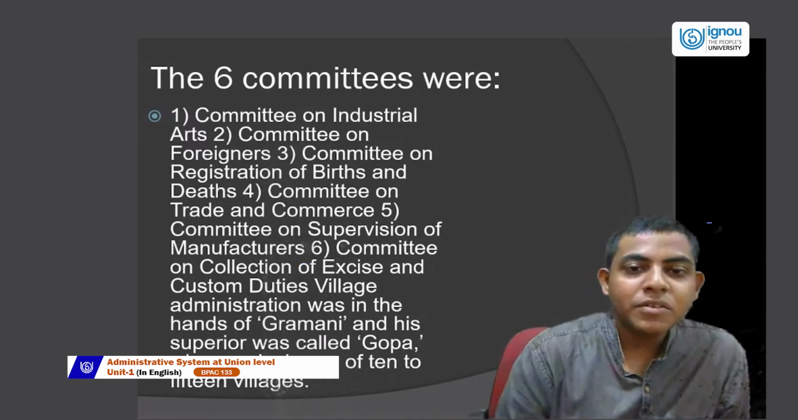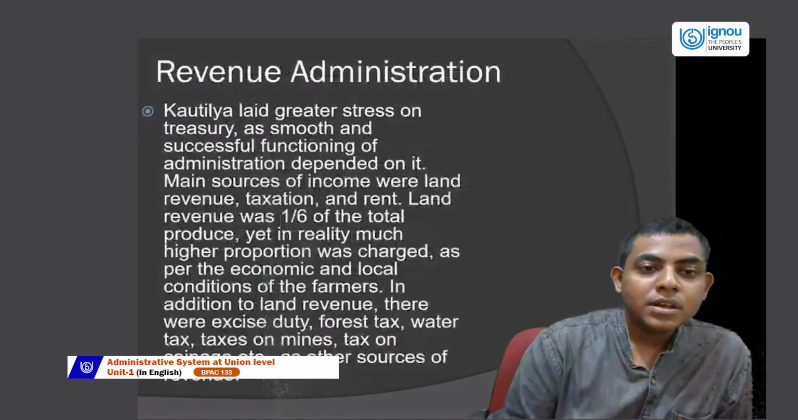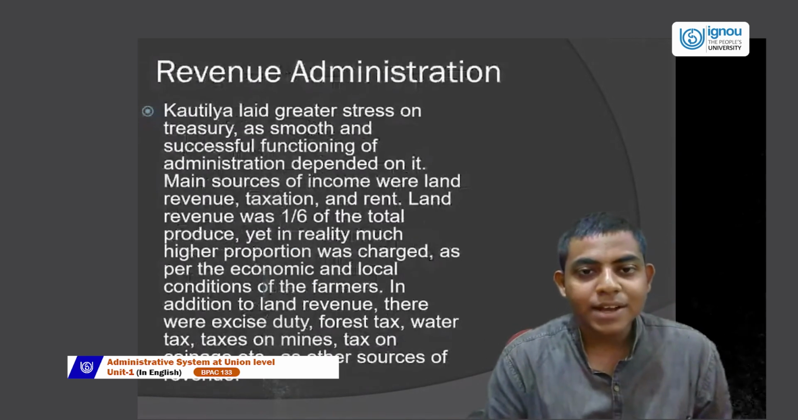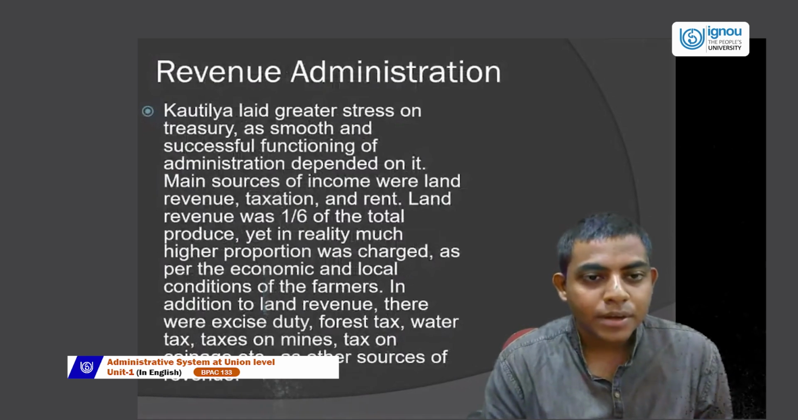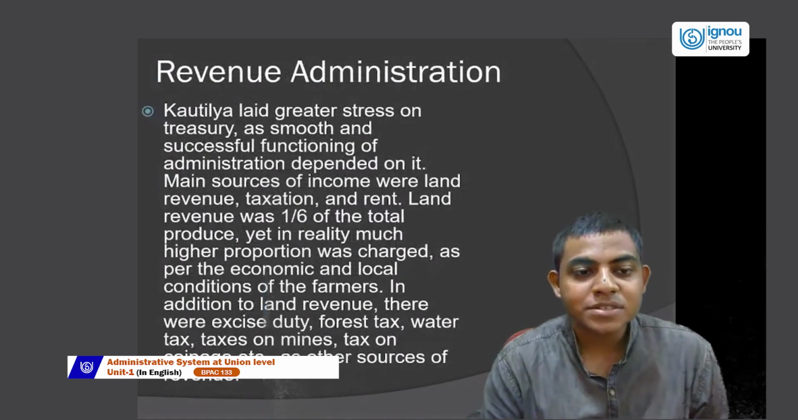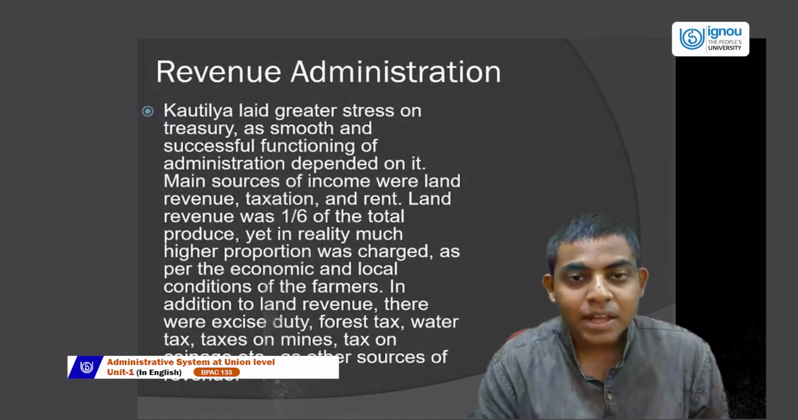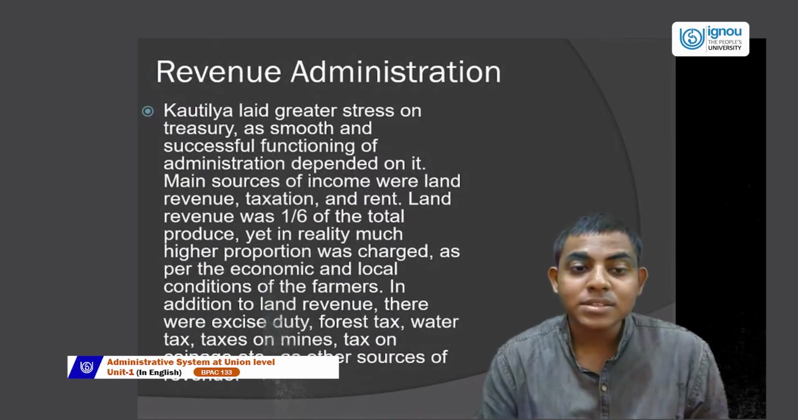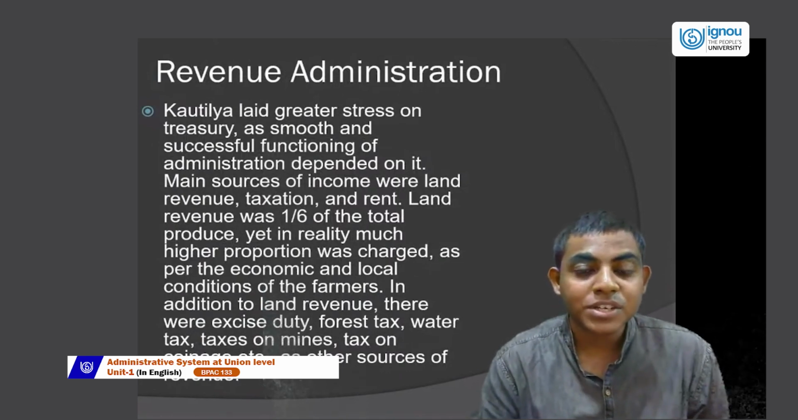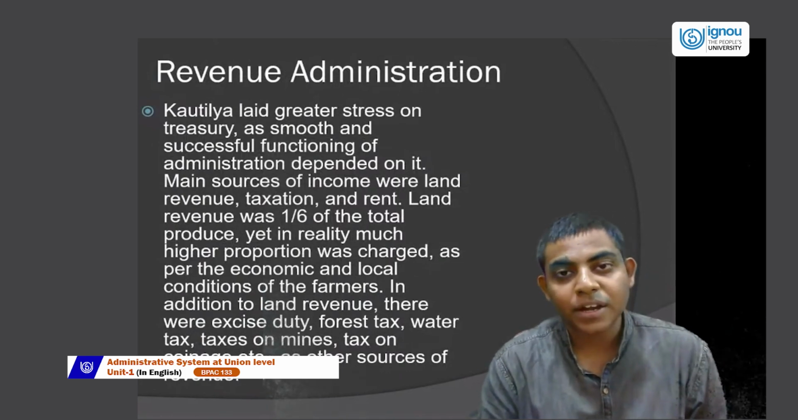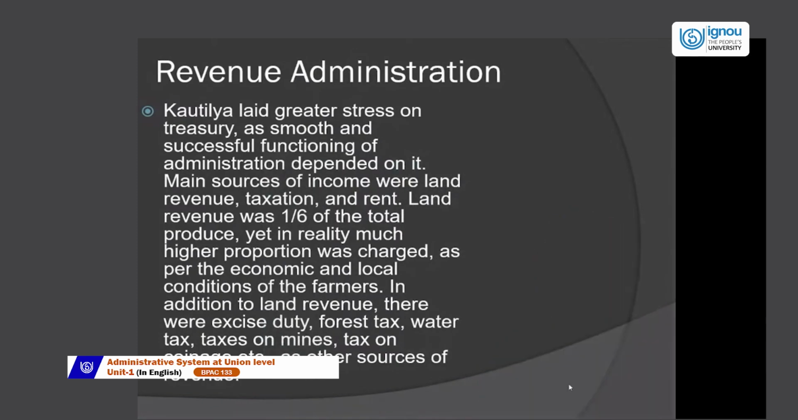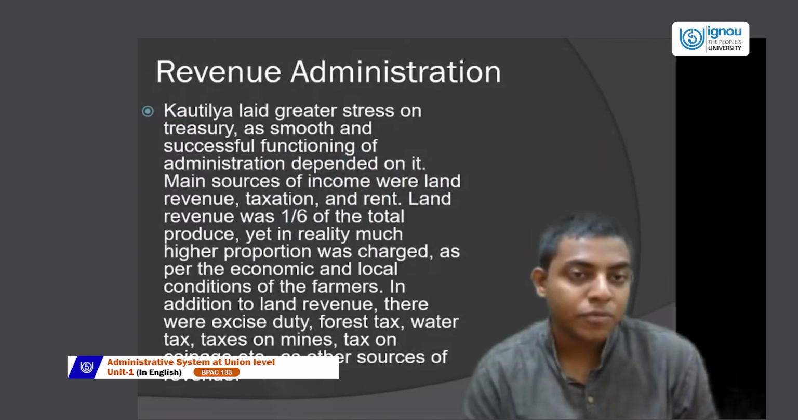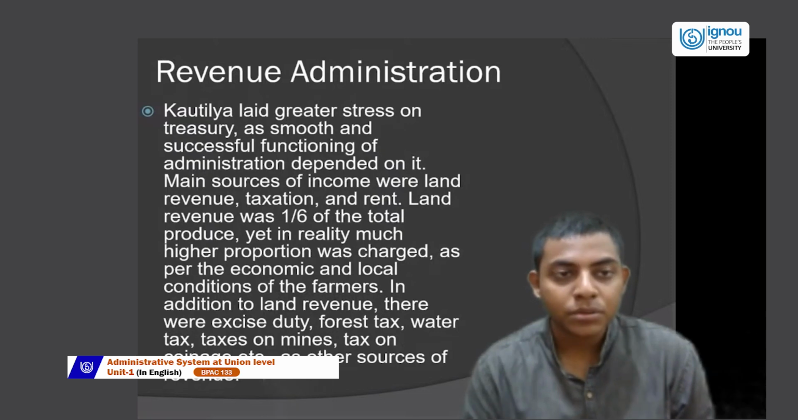Now let us see the revenue administration. Kautilya, who was the advisor of Chandragupta Maurya, laid great emphasis on the treasury. According to him, smooth and successful functioning of administration was dependent on the treasury. So if the administration had to be run in a smooth and successful manner, the treasury was essential, and other sources proved to be very important sources of revenue as well.